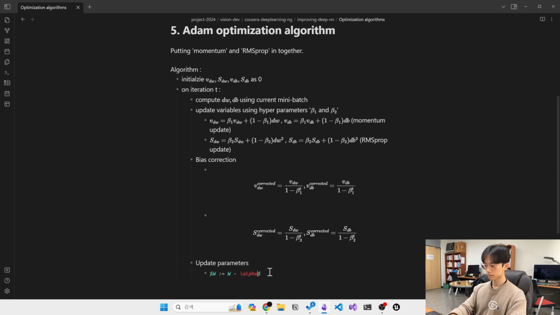And similarly, b gets updated with a similar formula: b minus alpha times VdB corrected divided by the square root of SdB corrected plus epsilon. And so this algorithm combines the effect of gradient descent with momentum together with gradient descent with RMSprop. And this is a commonly used learning algorithm.